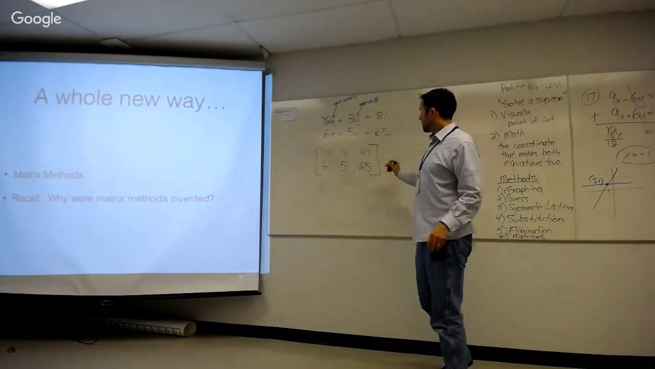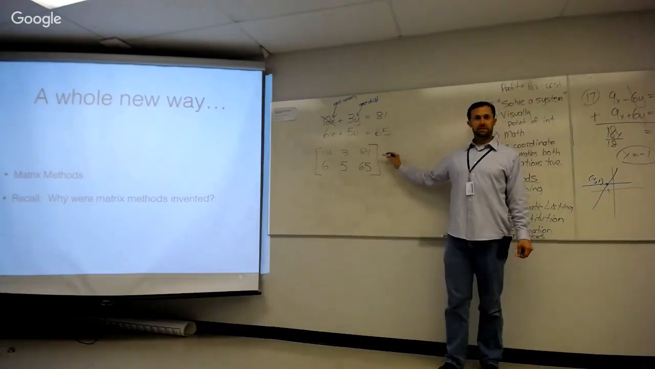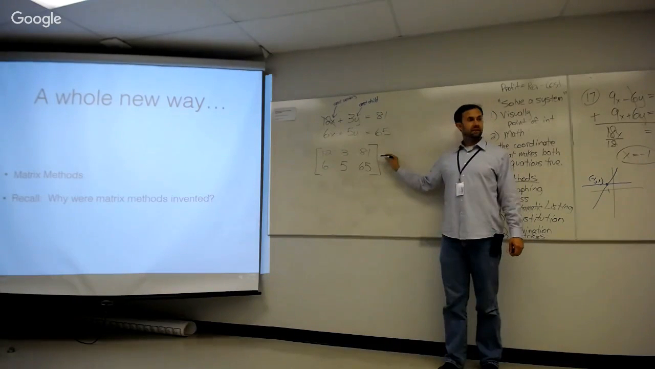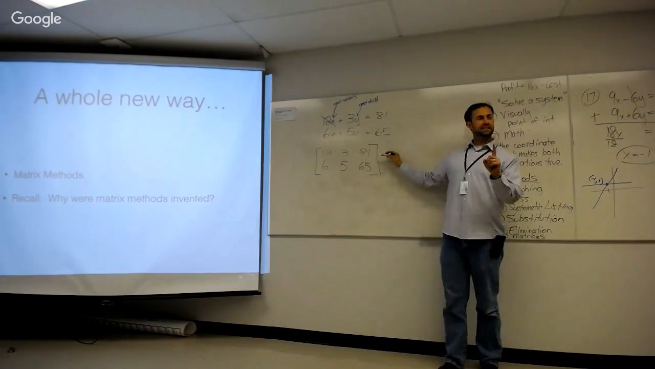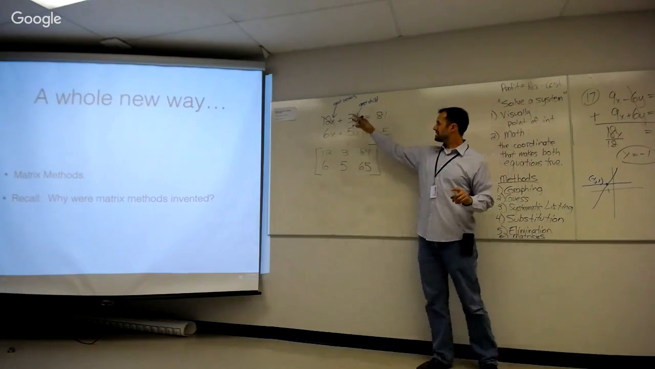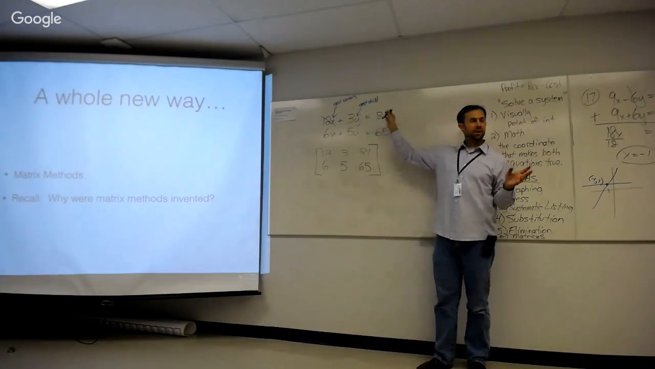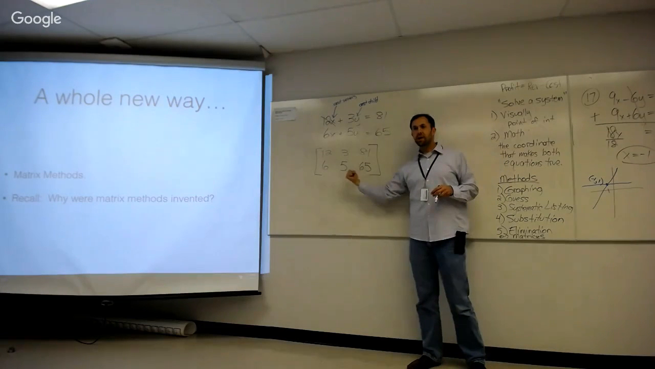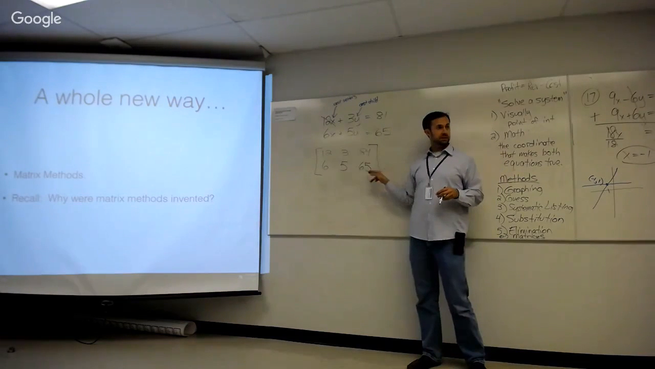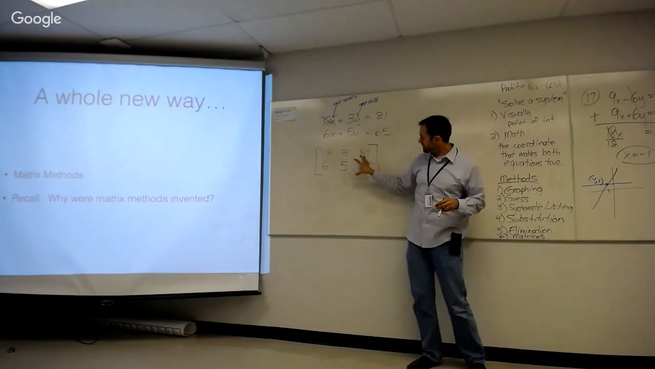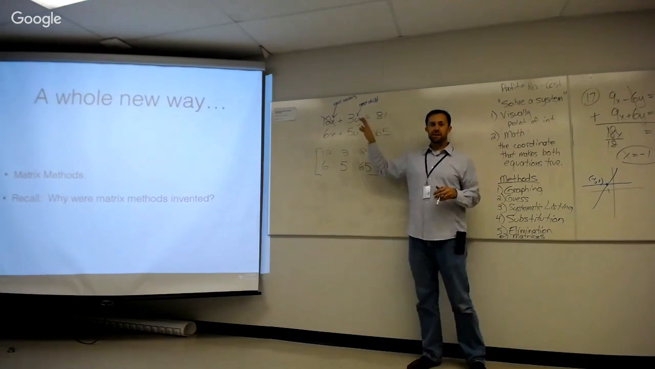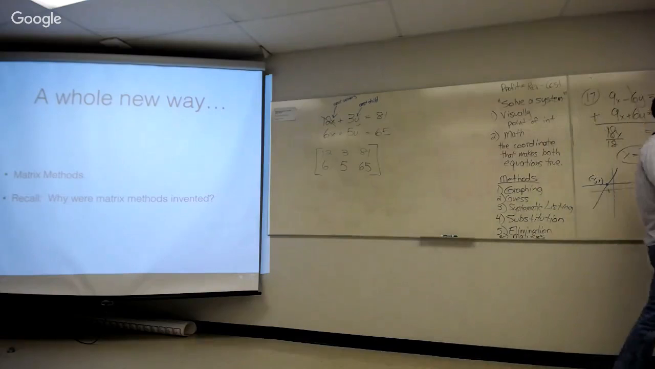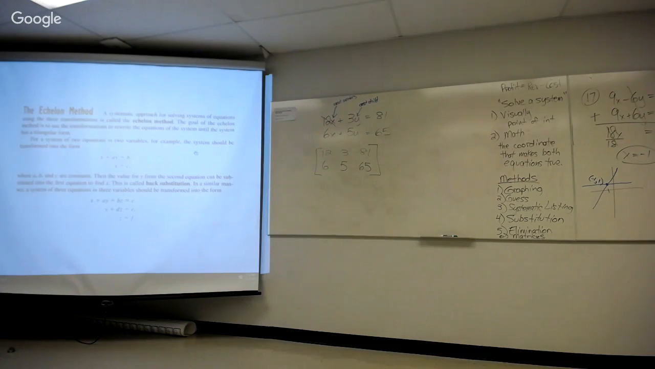So, now, who remembers why matrix methods were invented? Exactly. It's kind of laziness, right? Because you're always dealing with x's and y's and equal signs. We don't want to write them down over and over again. So we think, gosh, what if I can just get to the heart of the problem, which are the different coefficients? And what if I can just manipulate the matrix in order to solve the problem? Then I don't have to keep on writing down x, y, equal sign. So it's just a little bit more convenient, believe it or not. So the first method we're going to look at tonight.